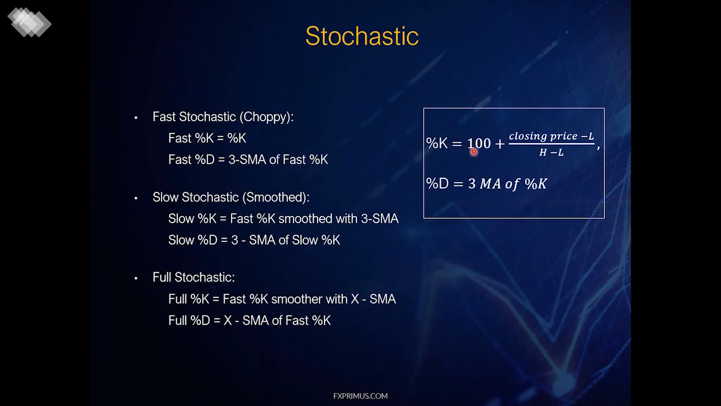Okay. So K is 100 times the closing price minus the low, divided by the high minus the low, and the D is the 3 MA of the K, okay?